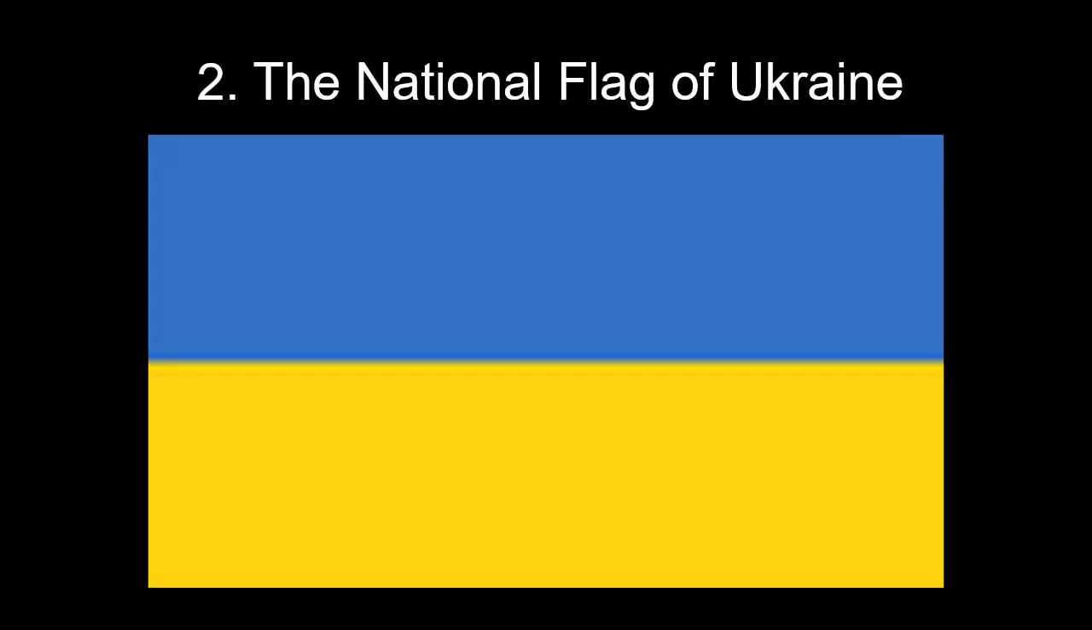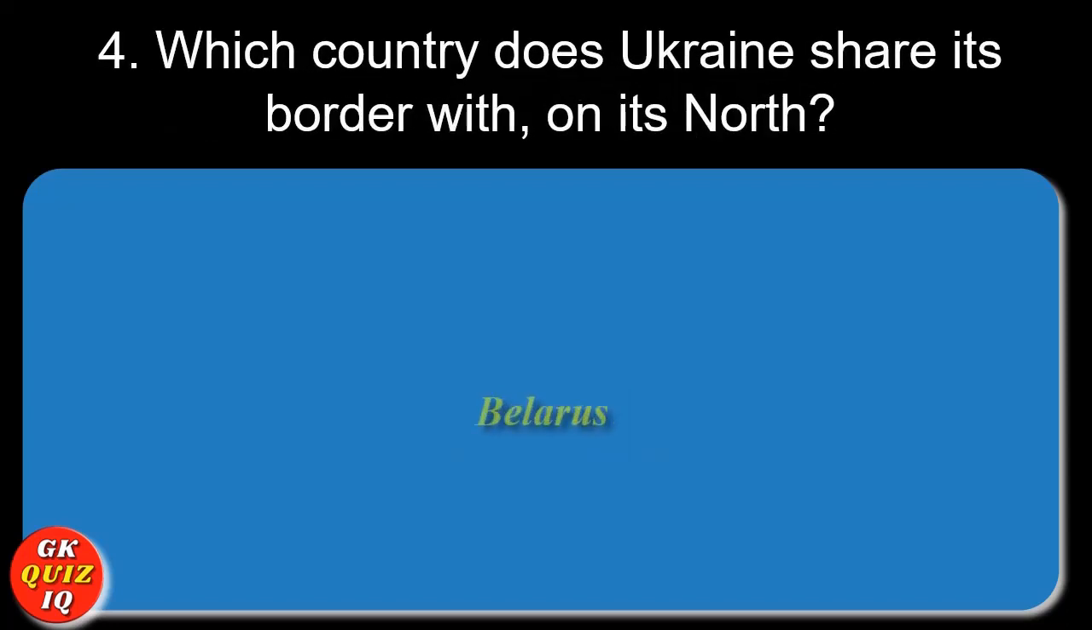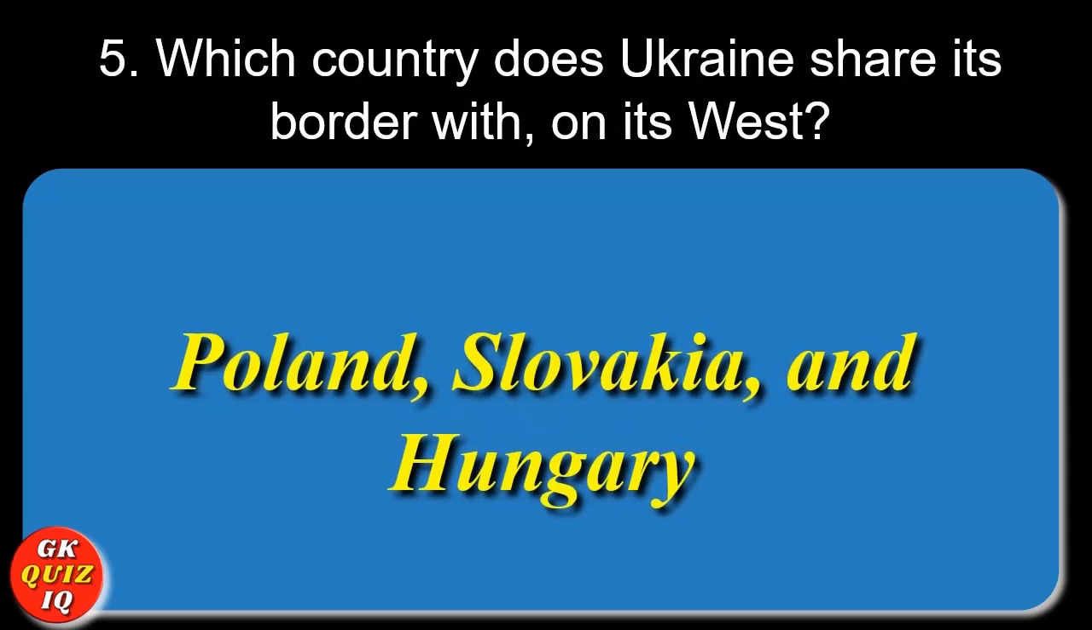The national flag of Ukraine. Which country does Ukraine share its border with on its east and northeast? Russia. Which country does Ukraine share its border with on its north? Belarus. Which country does Ukraine share its border with on its west? Poland, Slovakia, and Hungary.